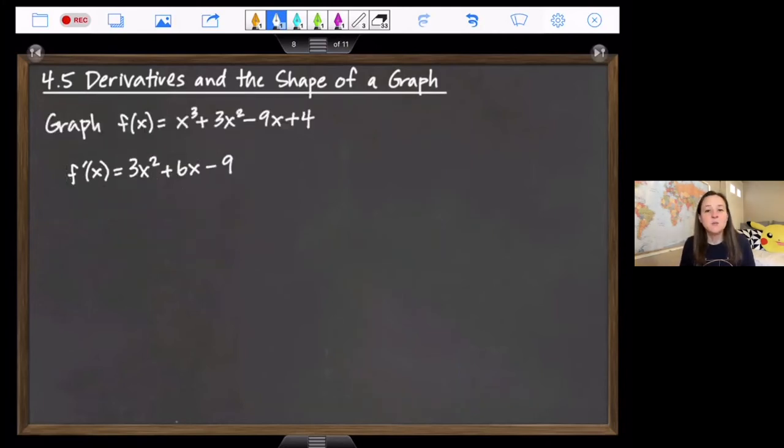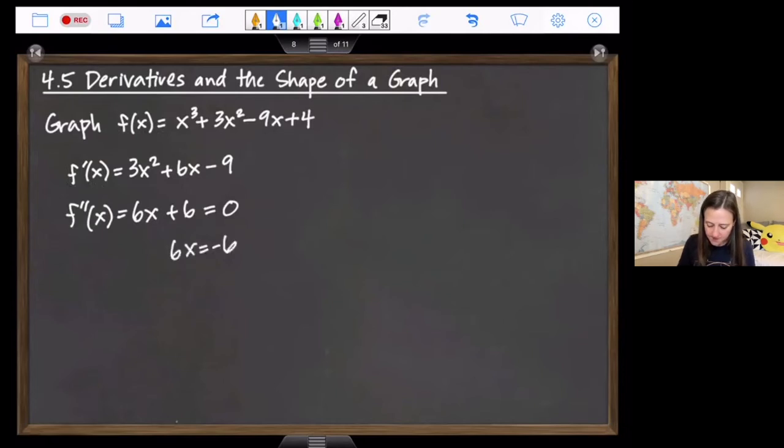The next thing we need to do is find our intervals of concavity and our inflection points. So let's find our second derivative, f double prime of x. It's going to be 6x plus 6. And we want to set that equal to 0 to find our possible inflection point. So subtract 6 from both sides and divide by 6. That's going to give me x equals -1.